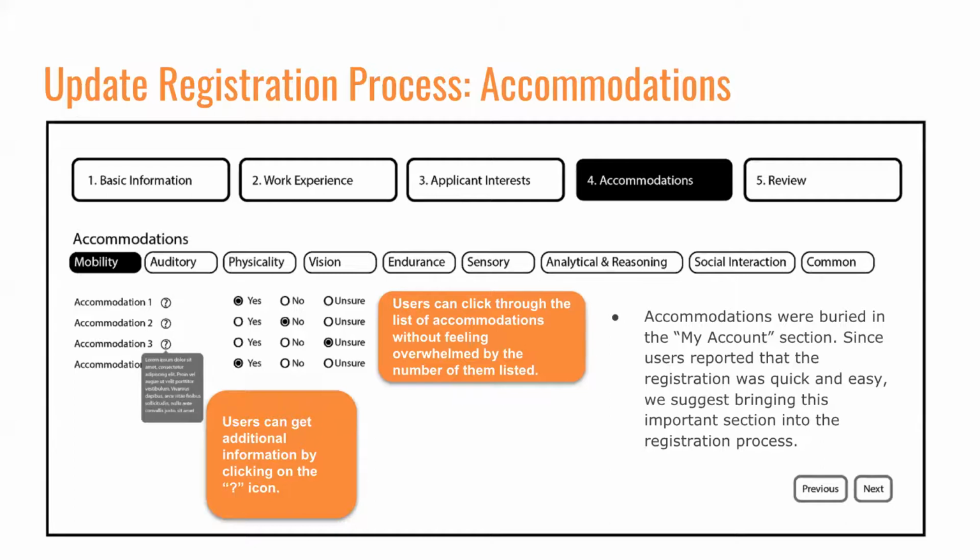Accommodations were buried in the My Account section. Since users reported that the registration was quick and easy, we suggest bringing this important section into the registration process. Users can click through the list of accommodations without feeling overwhelmed by the number of them listed. Users can get additional information by clicking on the question mark icon.